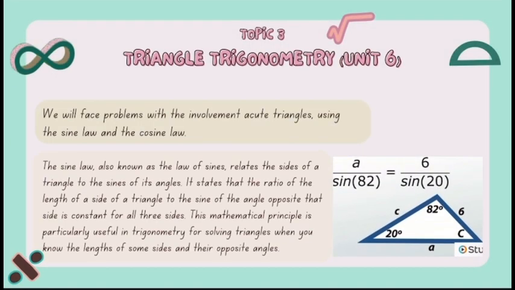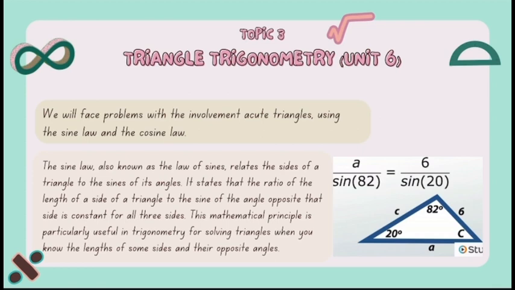So our third topic is triangle trigonometry, Unit 6. In brief, the main topic of Unit 6 is triangle trigonometry. We will face problems involving acute triangles using the sine law and the cosine law. The topic we will be discussing in this short but informative lesson is the sine law. It is a base of trigonometry and basically the foundation it cannot exist without.